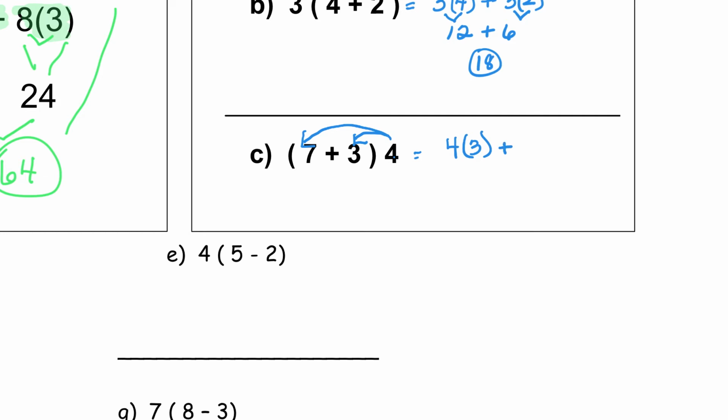Plus, and then we have the 4 times 7, 4 times 7 in parentheses, and then we just solve. 4 times 3 is 12, plus, a lot of 12s in the first numbers, and 4 times 7, which is 28. And our final answer is 40.